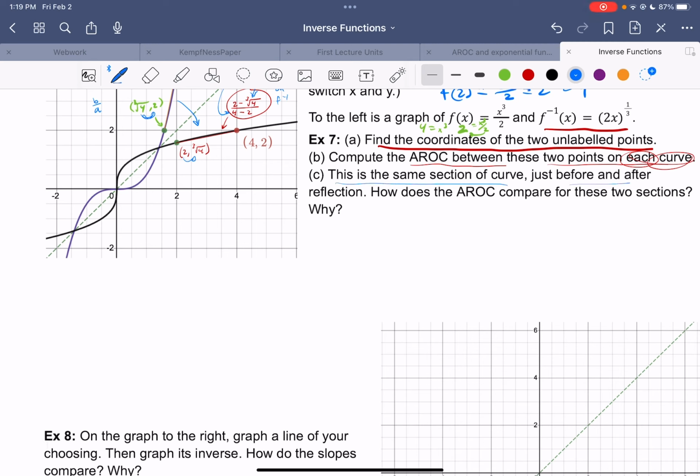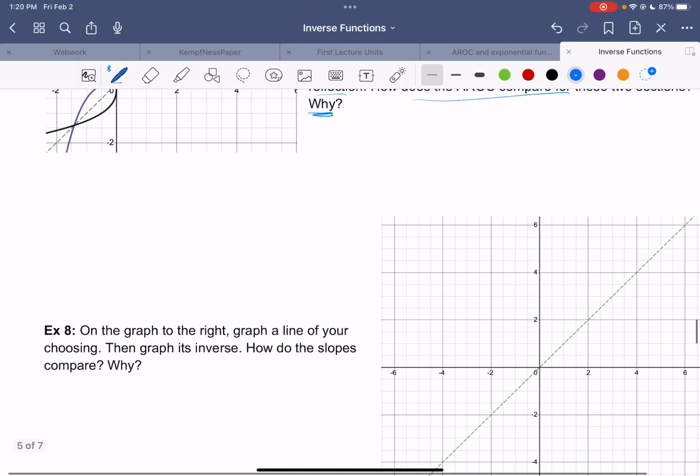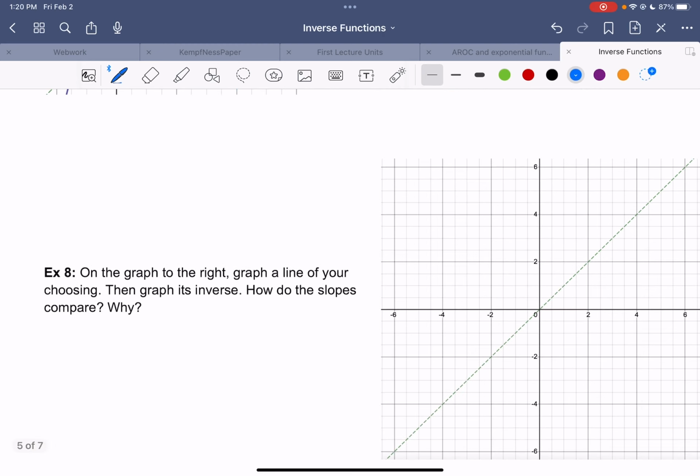Same section of curves, just before and after the reflections, right? How do the two average rates of change compare? They are reciprocals. Why? Because we switch x and y. And so that's exactly going to flip over the slope. All right, let's see it with lines. It's a little bit more clear.